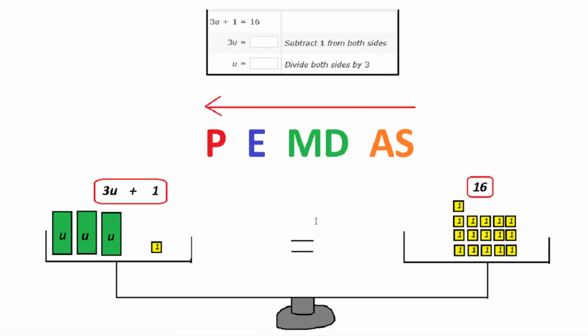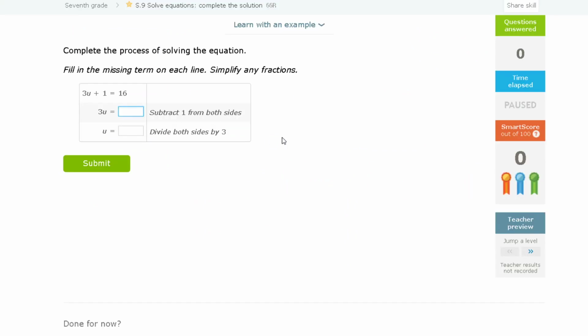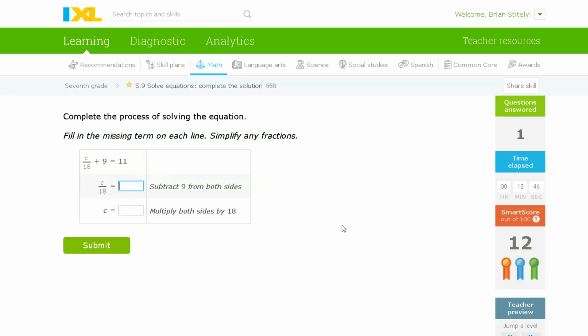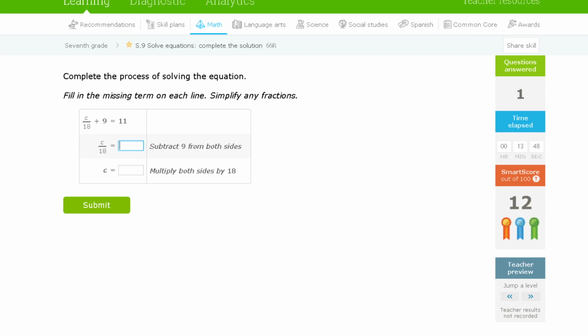I'll post these so you can take a look at it. But let's look through some more IXL questions. So we went ahead and solved this. We had subtracted 1 from both sides, and then we divided both sides by 3. So we got u is equal to 5. Alright, let's take a look at this one.